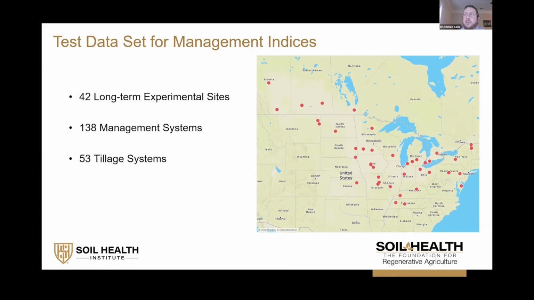And SHI is doing a lot of other work with farmer interviews and economic analyses in this area. So it is an area of interest for us and a lot of others. So we will take a quick look at these relationships with these indices at these 42 long-term experimental sites that have 138 experimental management systems, including 53 tillage systems.